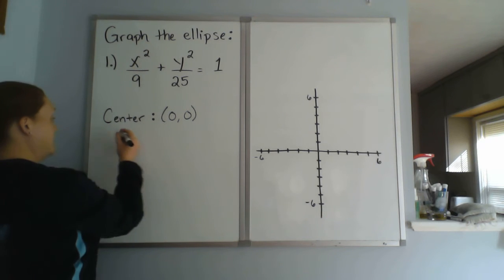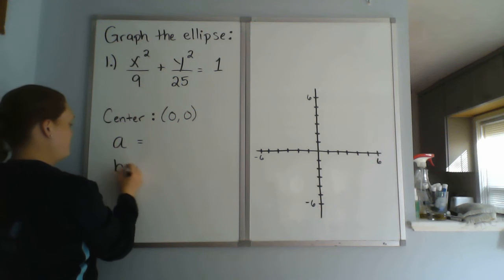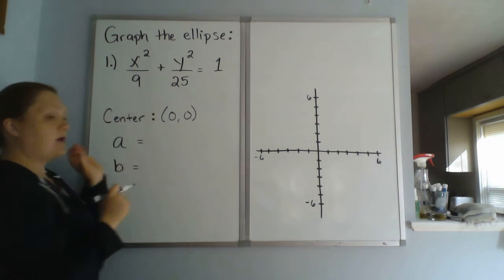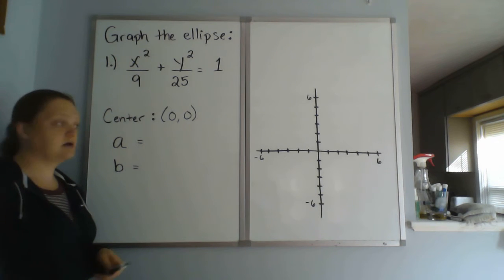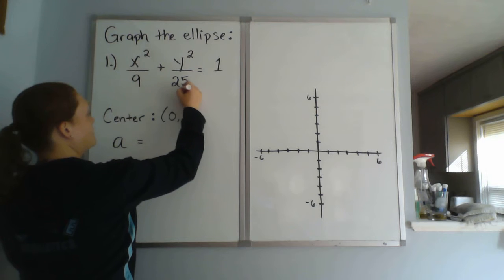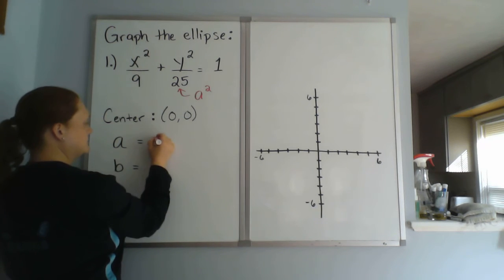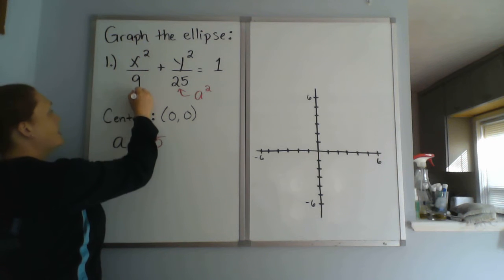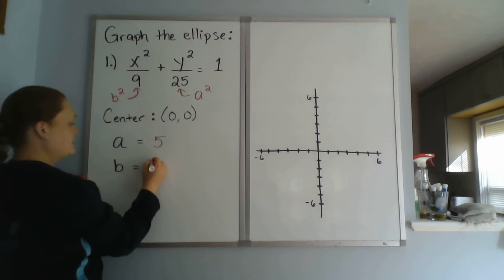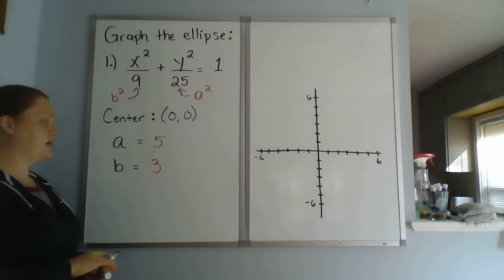Next, you want to identify, well, what's the value of A and what's the value of B? That's related to these two values here. A is always the bigger of the two numbers. So when I'm looking at this, 25 is the bigger number, so that's A squared. That means A is equal to 5. The smaller number is B squared, so B is equal to 3 here. So I have A is 5, B is 3.